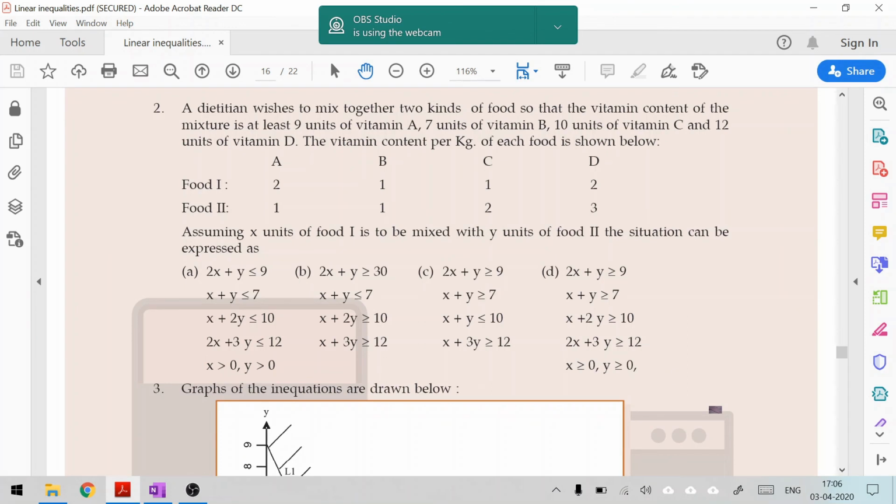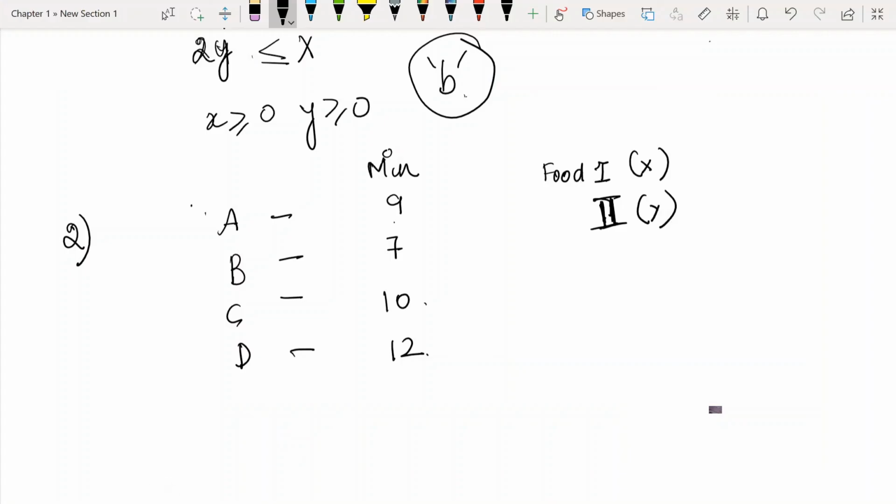And this is the next interesting table that is given to us. Food 1 contains the vitamin content per kg. If you take 1 kg of x, you will have 2 units of A, and 1 unit of A in food 2. So you're going to have both. Suppose you consume x units and y units together; you should have a minimum of 9 units of vitamin A. So here I am looking at only vitamin A, so 2x plus y greater than or equal to 9. All the symbols should be greater than or equal to.